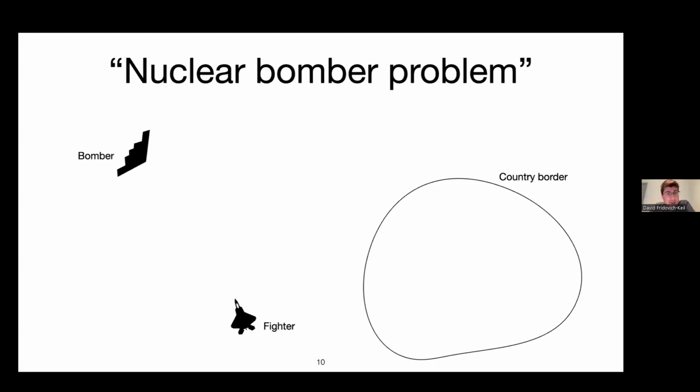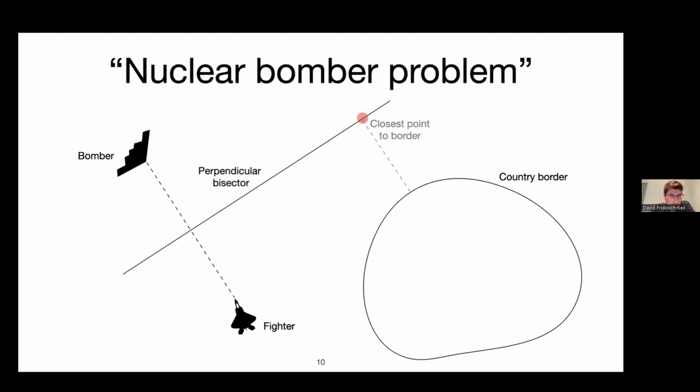Turns out in this case, there's a really elegant geometric solution, and it looks like this. Basically, you draw a line between the two, you draw the perpendicular bisector, and then you find the point on this perpendicular bisector which is as close as possible to the border of the country. Okay, and if you think about this point, what's true at this point is that anything above the perpendicular bisector, the bomber can get to before the fighter.